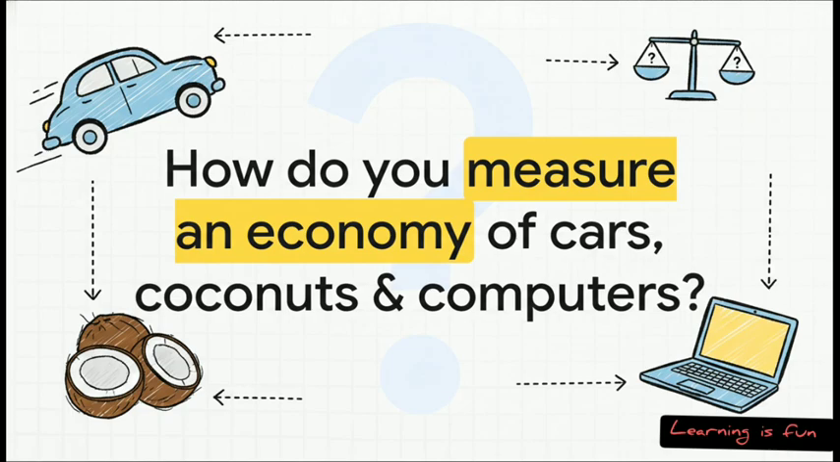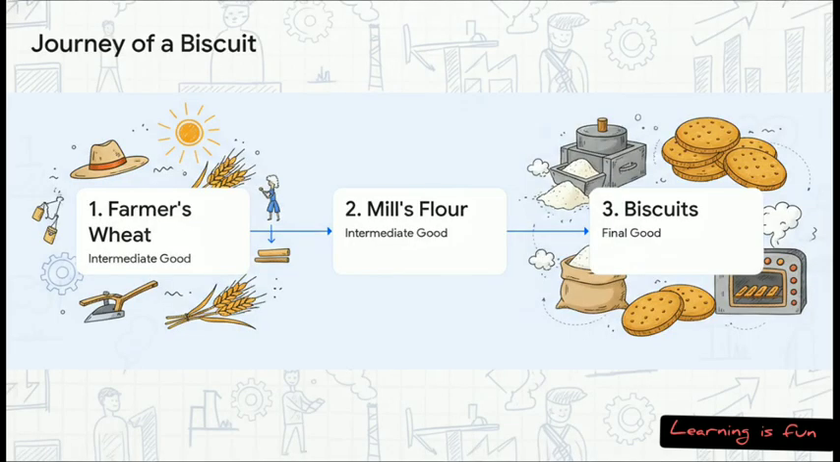So what's the trick? Well, the whole secret is about avoiding counting the same thing over and over again. Let's just follow the journey of a simple biscuit. A farmer sells wheat to a flour mill. Then the mill sells flour to a biscuit company. That wheat and flour are what we call intermediate goods. They aren't the finished product yet.